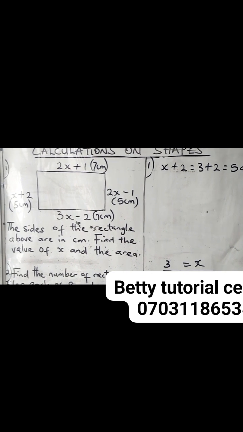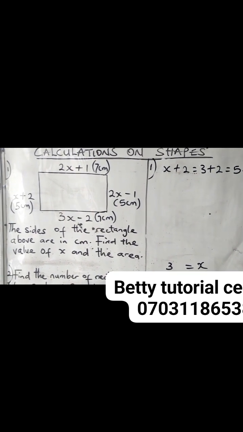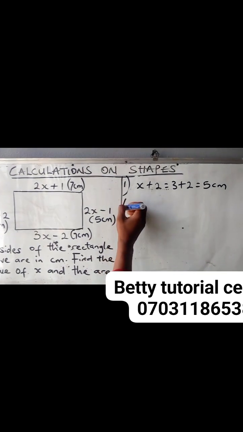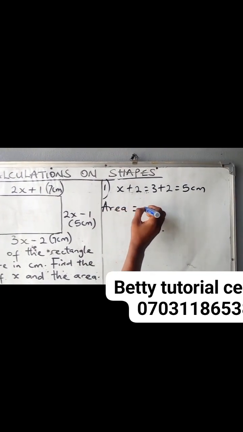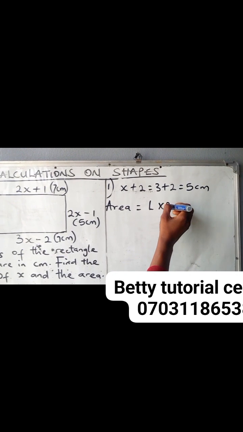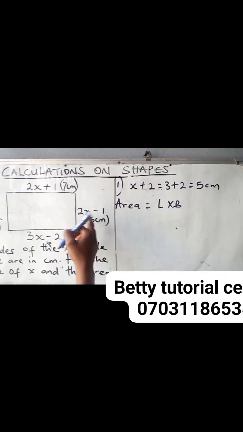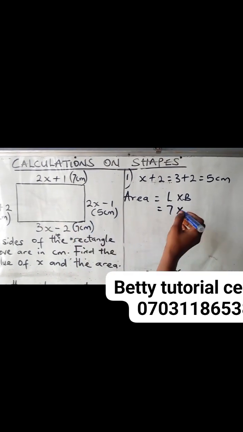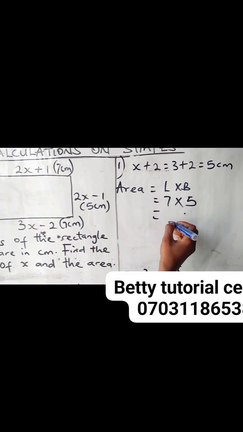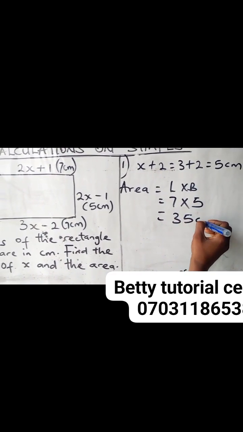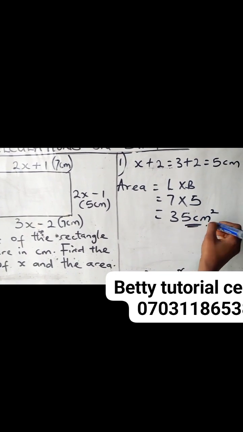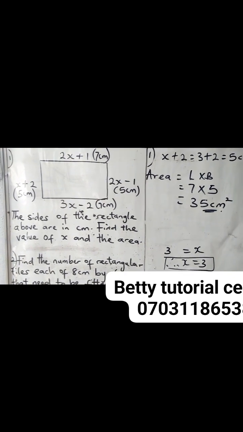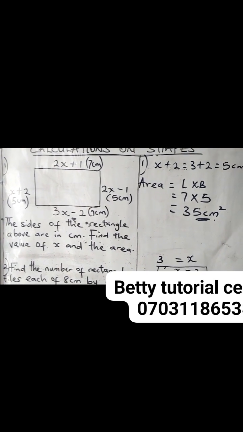Now, having found the value of x, the second part says calculate for the area. That's the area of a rectangle. Area of a rectangle is equal to length times breadth. We know now that the length is 7 and our breadth here is 5. So 7 times 5 will be equal to 35 centimeter square. Centimeter, because they said the sides of the rectangle above are in centimeter, and so the area will give us centimeter square.